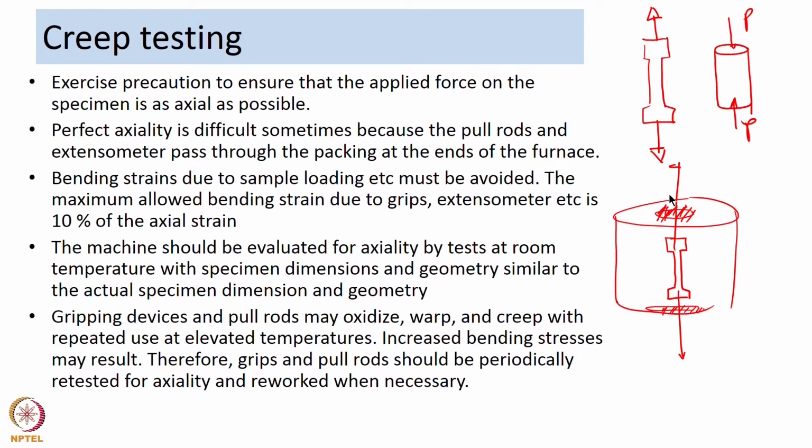Also, an important thing to note is that the gripping devices and pull rods generally tend to oxidize, warp and creep with repeated use at elevated temperatures, and when they start deforming or start losing the geometry or warping etc., this can also lead to bending stresses, and so the grips and pull rods should be periodically evaluated and retested for axiality and reworked if necessary.